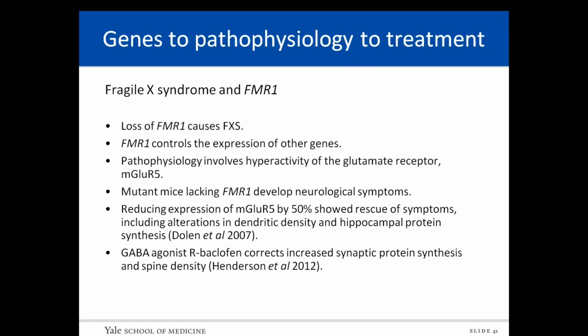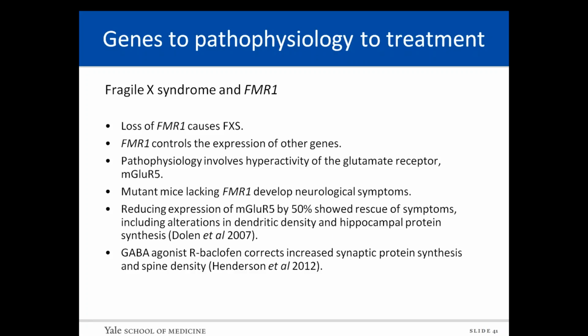Another example is Fragile X. Loss of the FMR1 gene causes Fragile X syndrome. It's like MECP2 in controlling the expression of other genes. Because scientists were able to find the genetic etiology of Fragile X, they were also able to determine that the pathophysiology involves hyperactivity of a glutamate receptor called mGluR5. So a research group developed, again, mutant mice lacking this gene, which developed neurological symptoms similar to what is found in human patients with Fragile X. And so they reduced expression of this hyperactive glutamate receptor by half and showed rescue of symptoms, including alterations in dendrites and hippocampal protein synthesis.